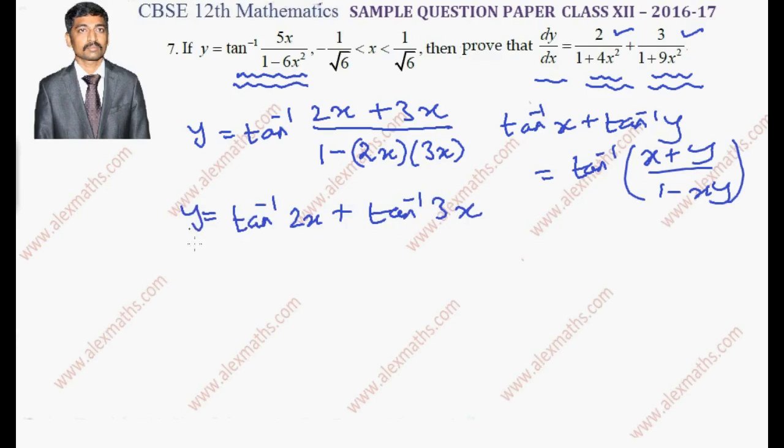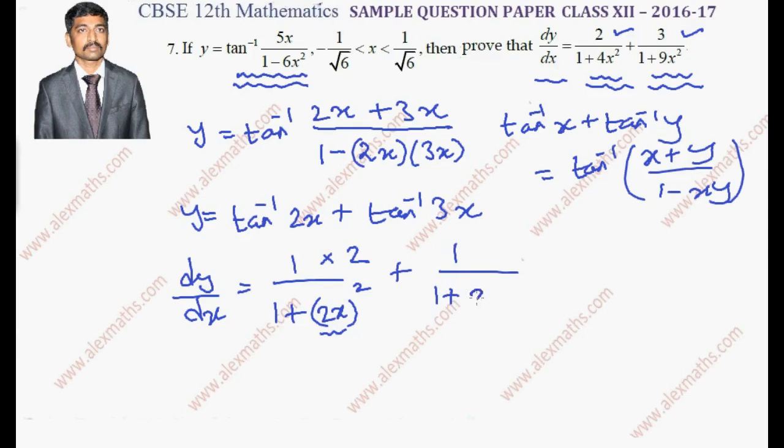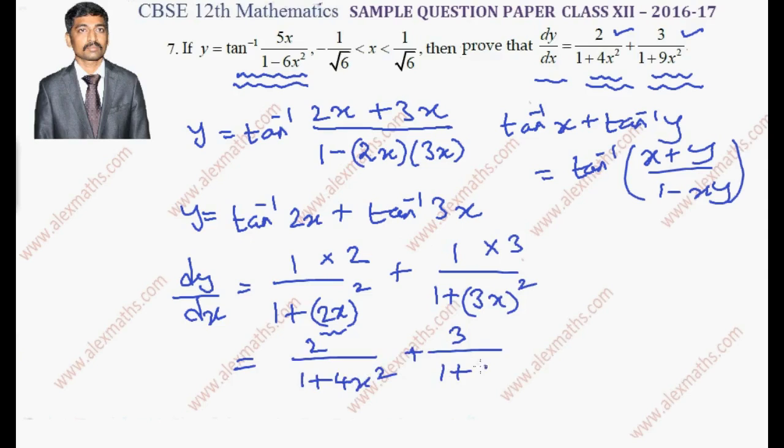Now I am going to do differentiation. So dy by dx will be, for tan inverse 2x, 1 by 1 plus 2x whole square, and using the chain rule, this 2x should be differentiated, so that will give us into 2, plus 1 by 1 plus 3x whole square into 3. After simplification, we get 2 by 1 plus 4x square plus 3 by 1 plus 9x square.